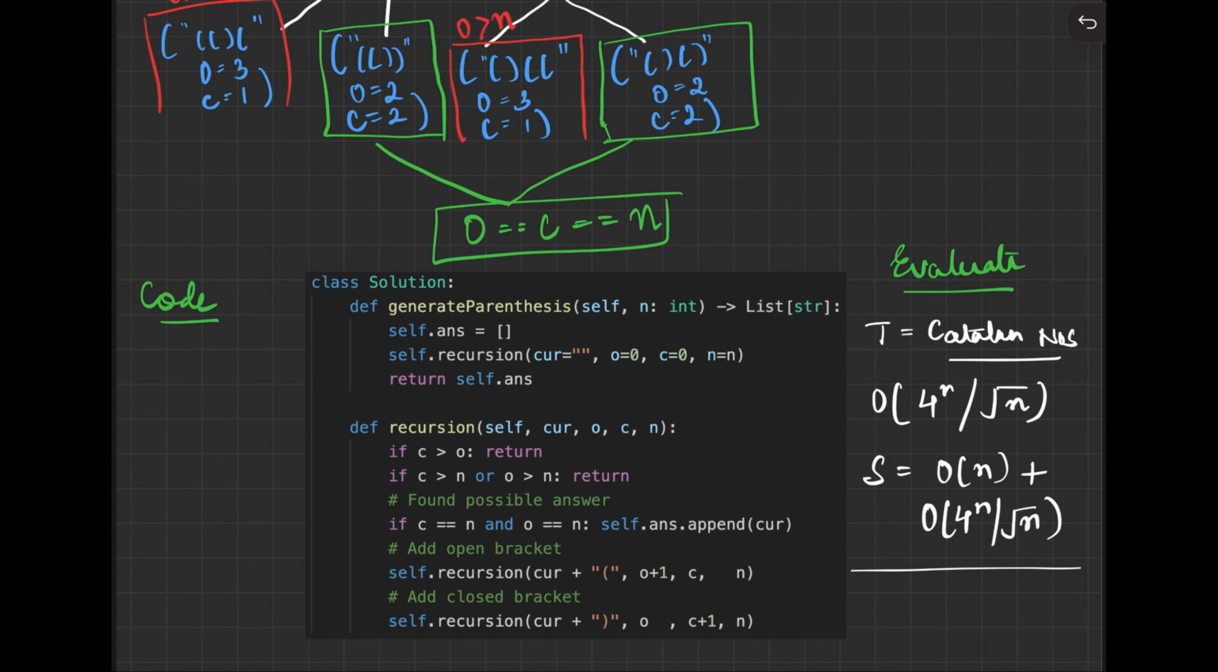With that, we complete our generate parenthesis problem. We used the RACE paradigm to look at this problem and create a very intuitive decision tree, followed by code and then evaluating our complexities.